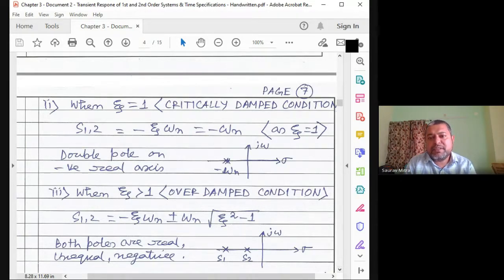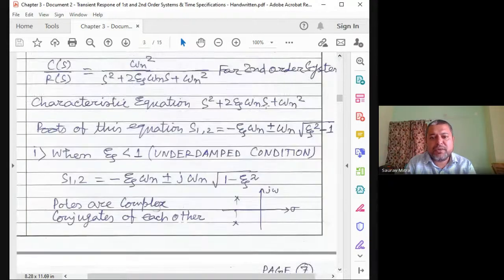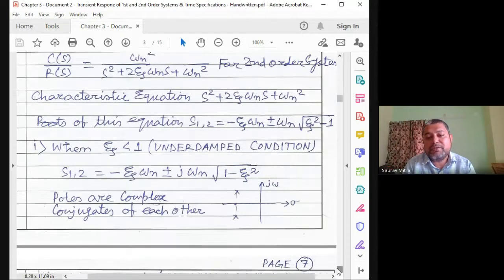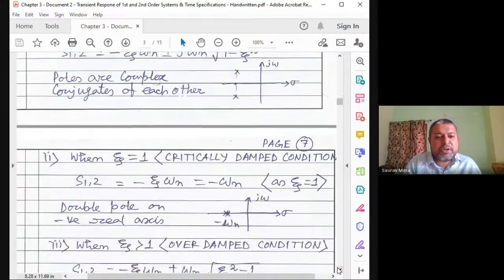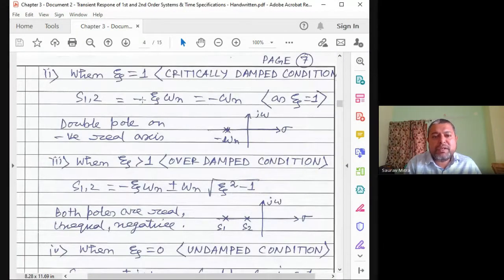And if zeta is greater than 1, what you will find is there are two positions, both real, but one will be minus zeta omega n plus this, and another will be minus zeta omega n minus this. So for zeta greater than 1, there are two real poles at different positions. And for zeta equal to 1, there are two poles on the real axis and they are both at the same position. So these three diagrams below are very important. For zeta equal to 1, s1,2 both are minus zeta omega n, so both poles are at minus omega n.